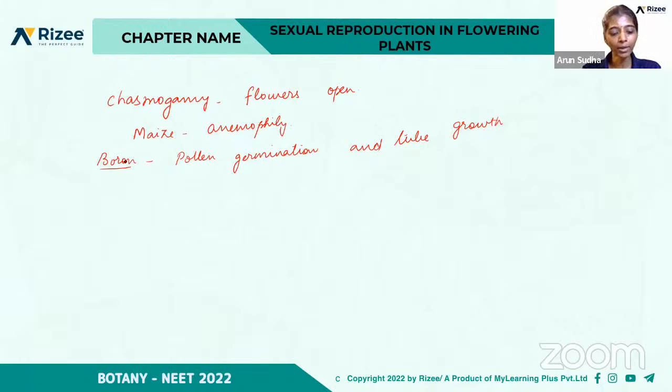The number of nuclei taking part in double fertilization. So this question actually is all right. Options: 2, 3, 4, 5. The number of nuclei taking part in double fertilization, just now we saw, is 5. Yes.